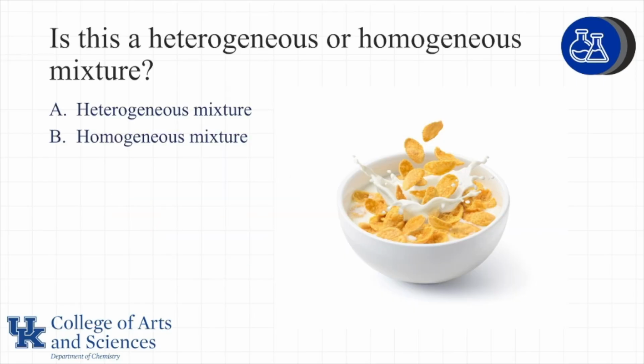Is this, the bowl of cereal, a heterogeneous or homogeneous mixture? This would be a heterogeneous mixture. Depending on where I took the sample from, I'm going to get a different mix of cereal and milk. If we look at the very bottom of the bowl, chances are it's going to be mainly milk. As we move to the top, we'll get more cereal, and it's going to look different. So we have a heterogeneous mixture.